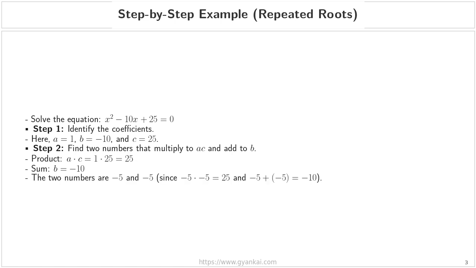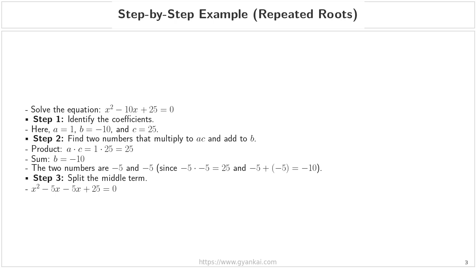Next, in step 2, we need to find two specific numbers. These numbers must multiply to give us the product of a and c, and add up to our middle coefficient, b. So, our product is 1 times 25, which is 25, and our sum must be negative 10. If we look closely, the two numbers we are looking for are negative 5 and negative 5, because negative 5 times negative 5 gives us 25, and negative 5 plus negative 5 equals negative 10.